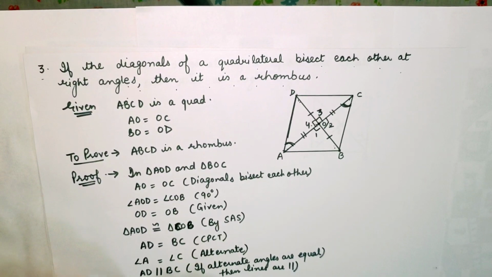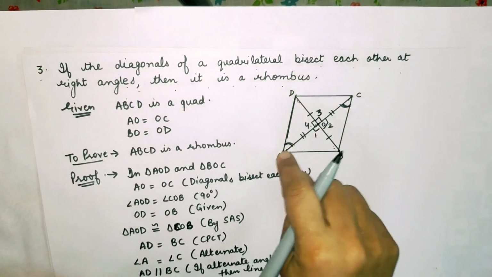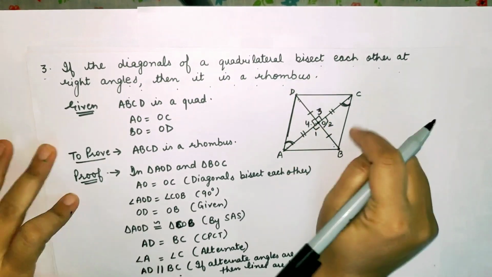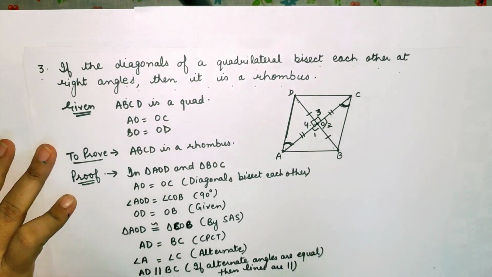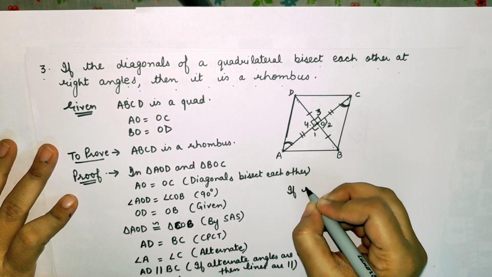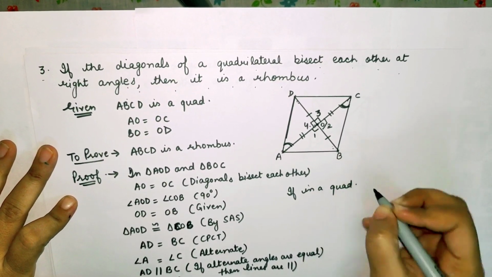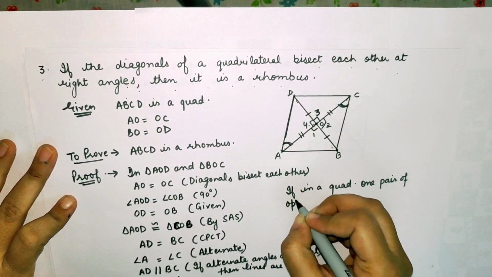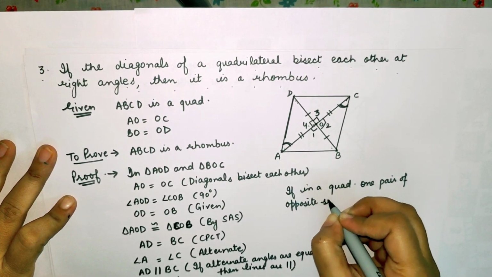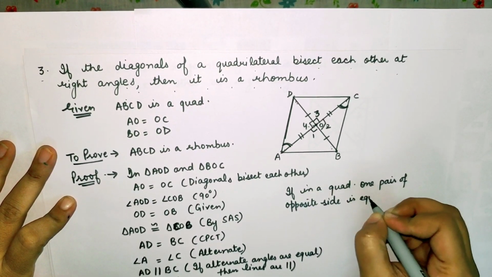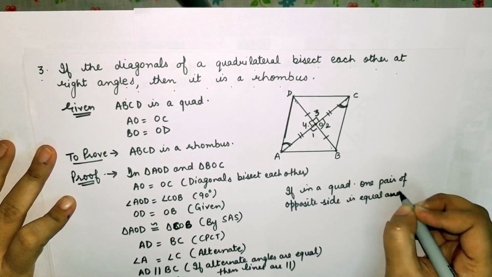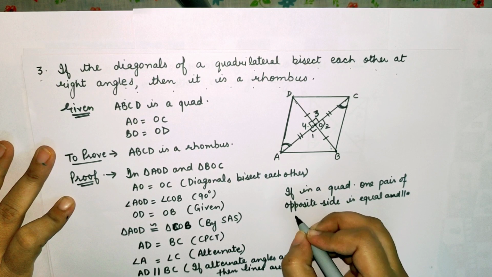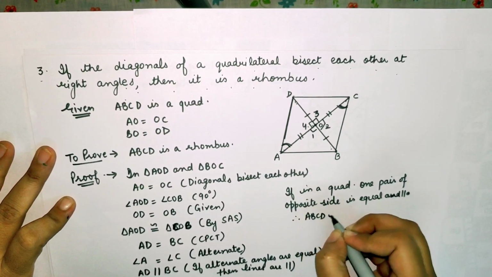Now we say that AD is equal to BC and AD is parallel to BC. We said in the theorem, if in a quadrilateral one pair of opposite sides is equal and parallel, then it is a parallelogram. What does it mean? ABCD is a parallelogram.